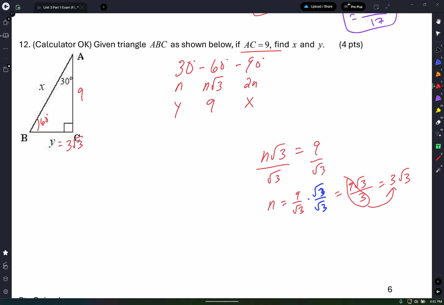And then how do you get the hypotenuse? I'm sorry, not the big leg, the hypotenuse. By multiplying by 2. So y equals 3 square root of 3, and then x equals, just multiply 3 by 2, 6 square root of 3. Keep the square root of 3. And there it is. How do we feel? Okay, keep going.